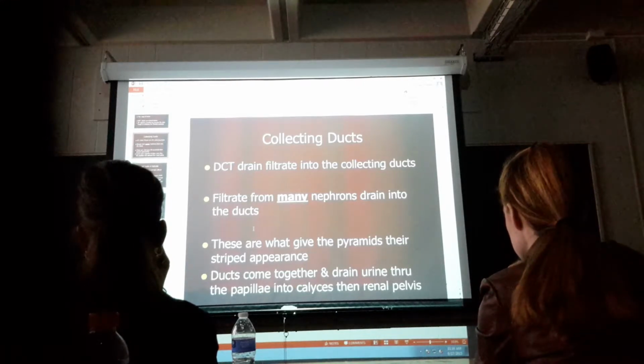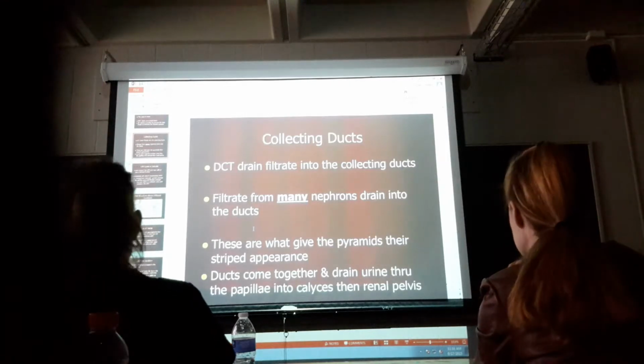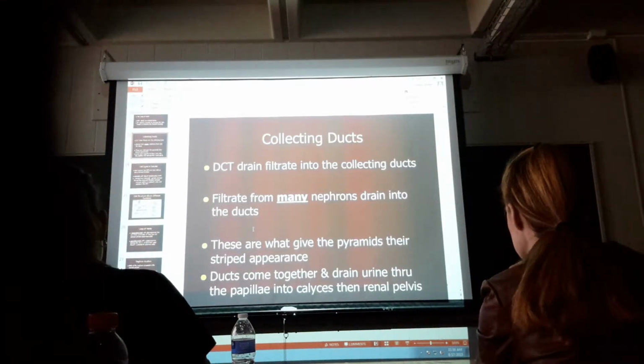And then we go into the pyramids. That's why the pyramids have the stripy appearance, because we have all of the loops of Henle dipping down in there, and we have the collecting ducts in there.